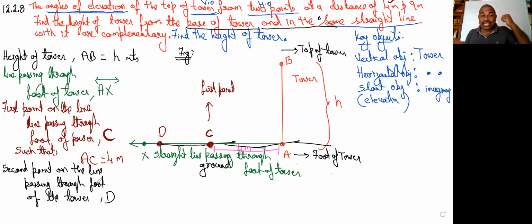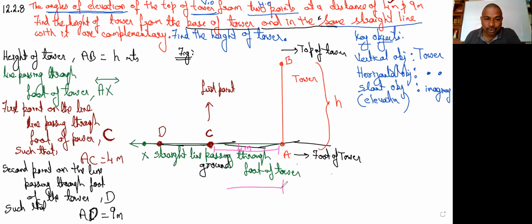But how far is it? AD is equal to how much? 9 meters. AD is equal to 9 meters. This is the important part you have to mention. From A to D it is 9 meters. So these are the two things we have to mention.